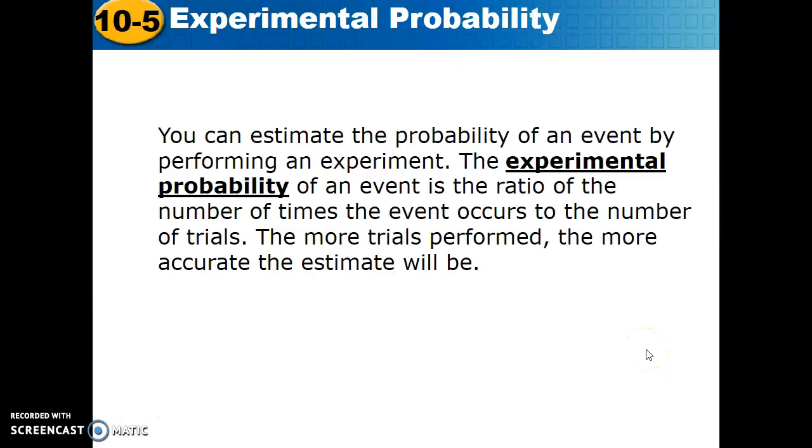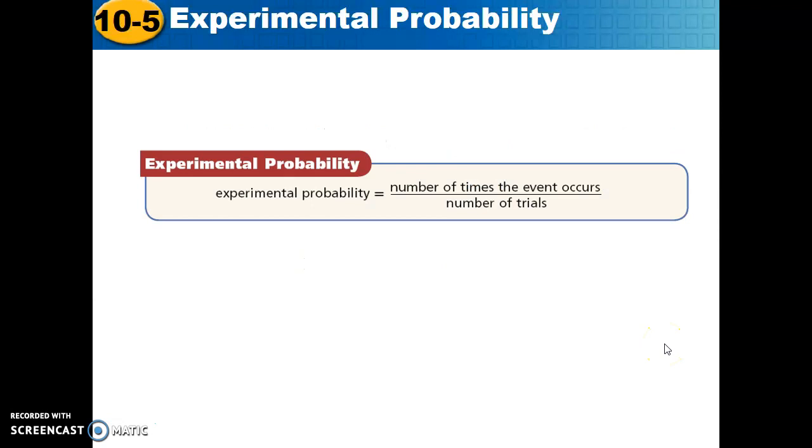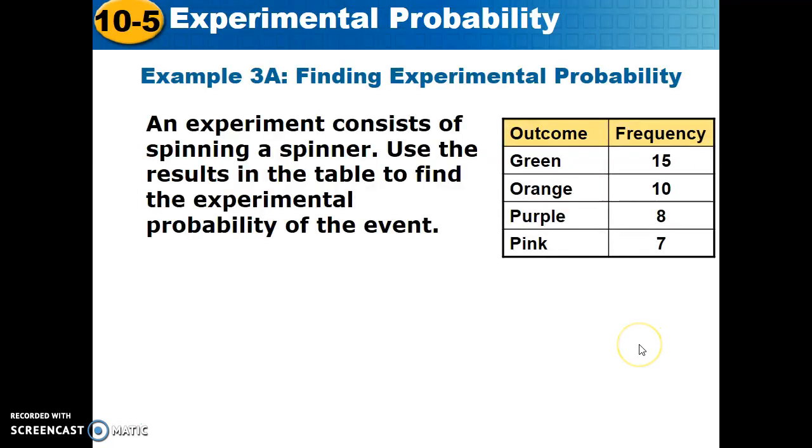You can estimate the probability of an event by performing an experiment. Experimental probability is the ratio of the number of times the event occurs to the number of trials, the number of times that you performed the trial. The more trials performed, the more accurate the estimate will be. So here we've got our formula. Experimental probability is the number of times the event occurs over the number of times you performed the experiment.